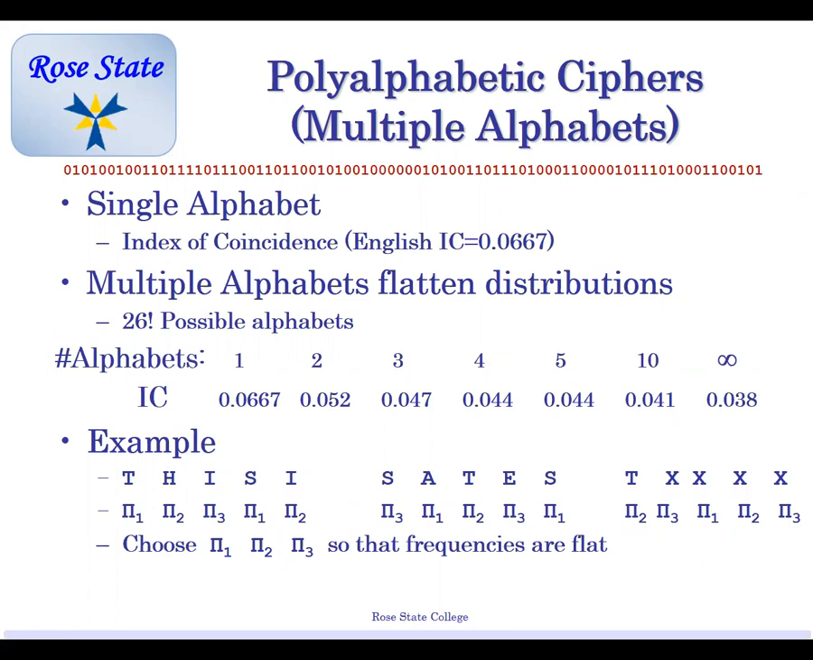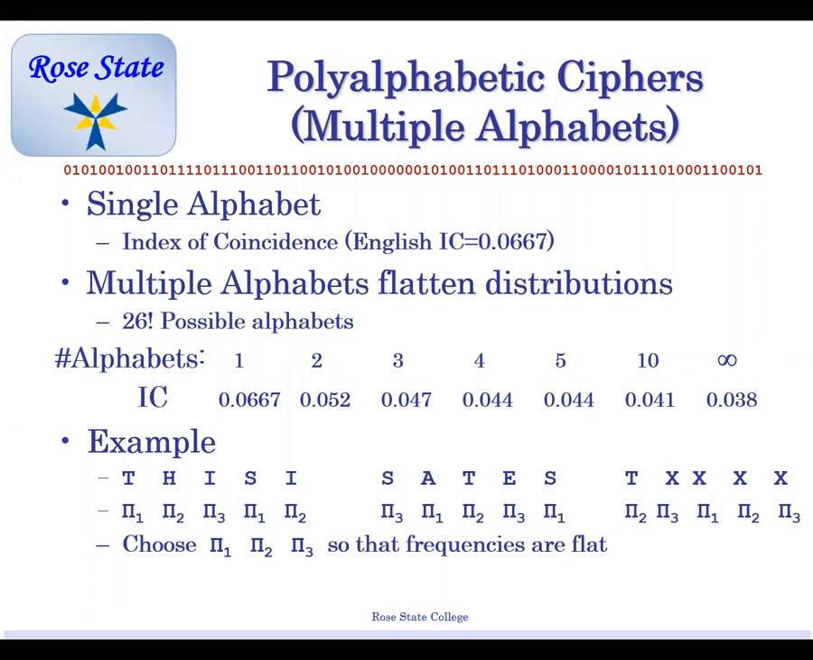Now, what if we have 26 possible alphabets? In other words, you know how the Caesar cipher shifted by 3? What if we shifted by 1? An E is no longer an E. An E is now an F. So you see how that can really screw it up.